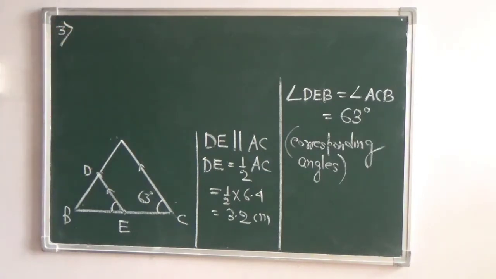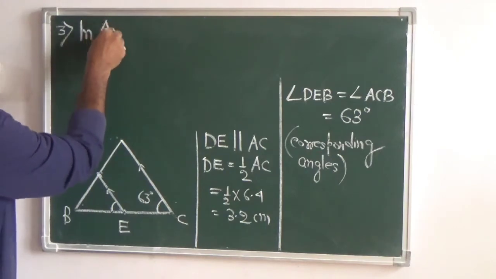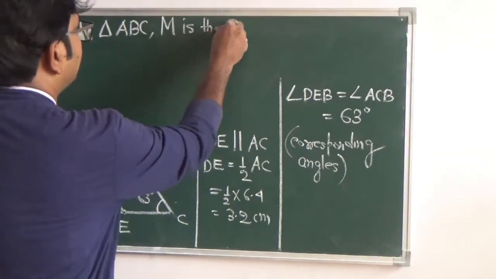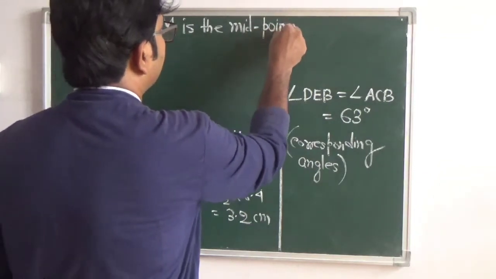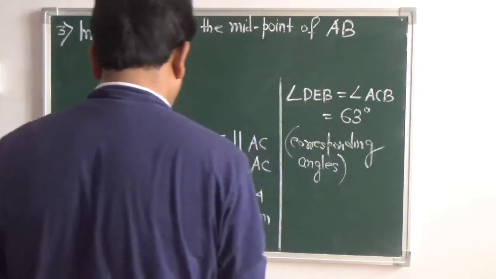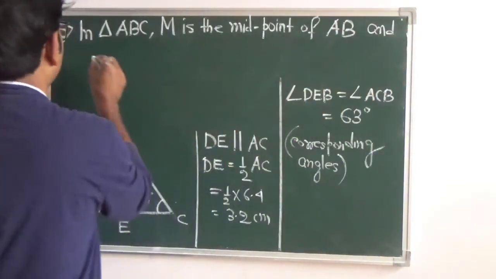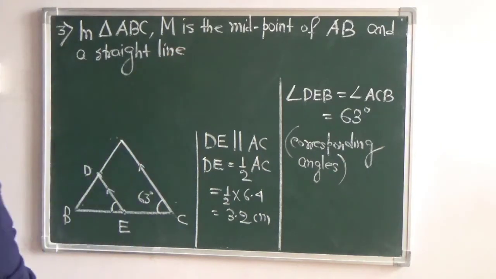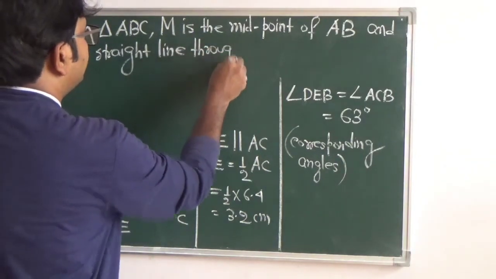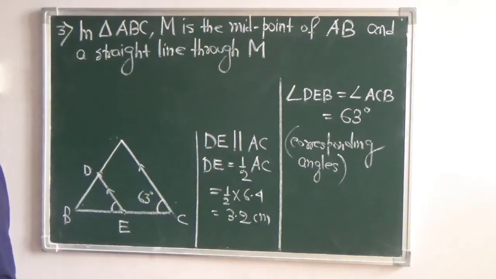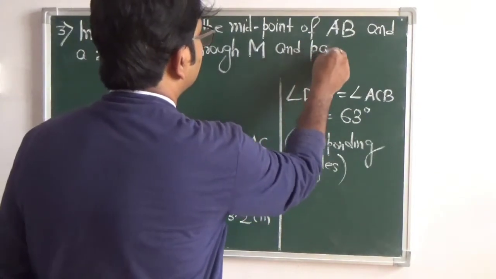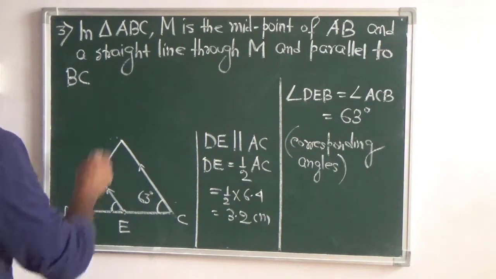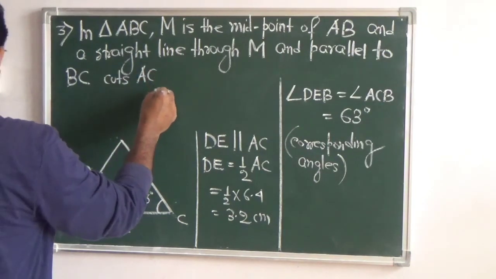So let us take question number 3. In triangle ABC, M is the midpoint of AB, and a straight line through M and parallel to BC cuts AC in N.